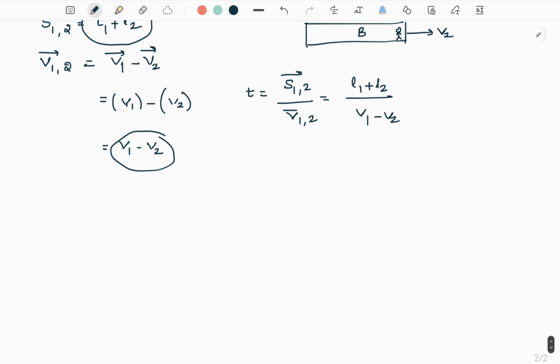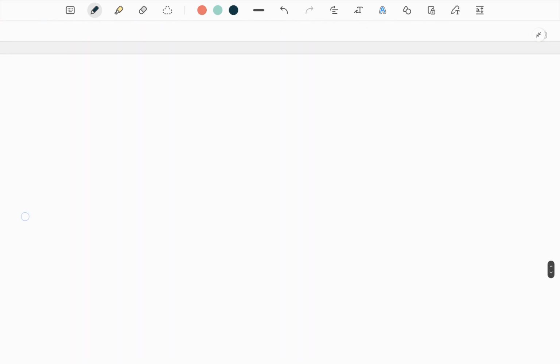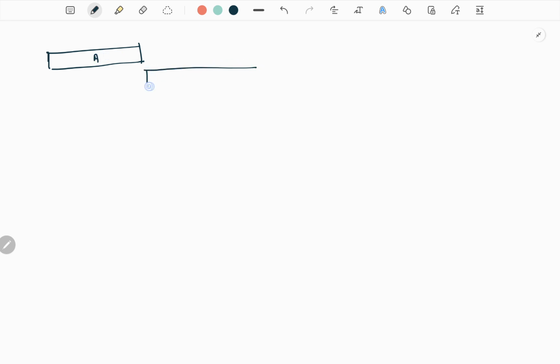Now let's take another case where the two trains are traveling in opposite directions. Let's assume something like this: train A and train B. A is moving in the right direction, B is moving in the left direction. Let's say A has length L1 and B has length L2. Also the same question: we intend to find the time taken by both trains to cross each other.